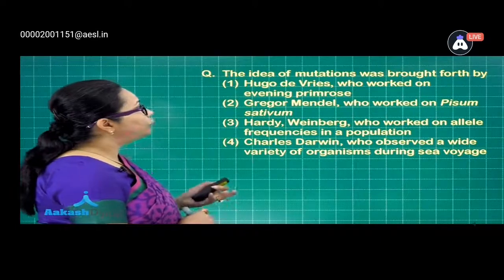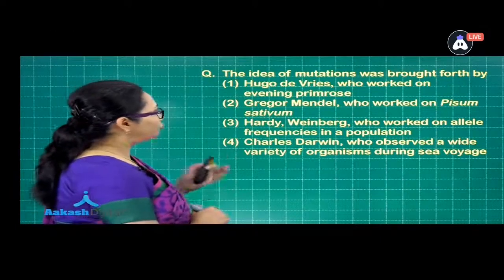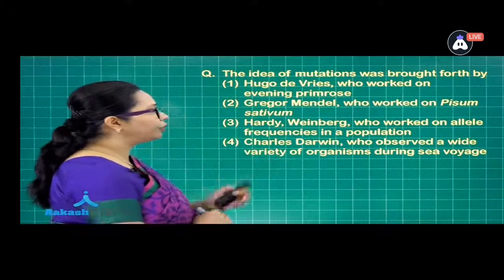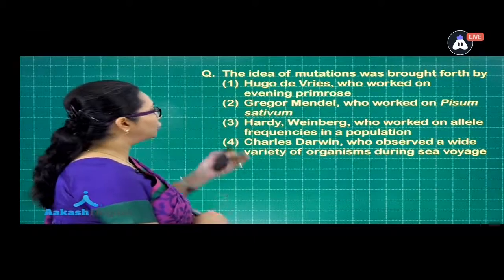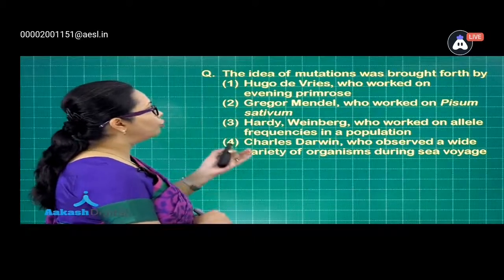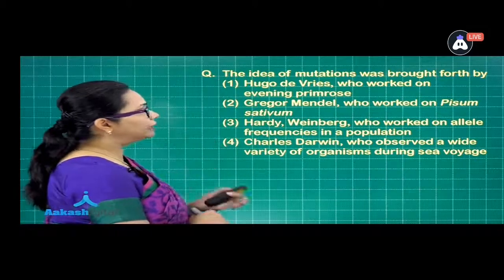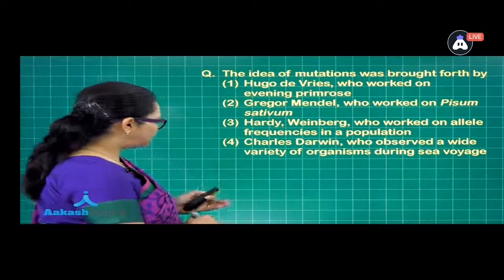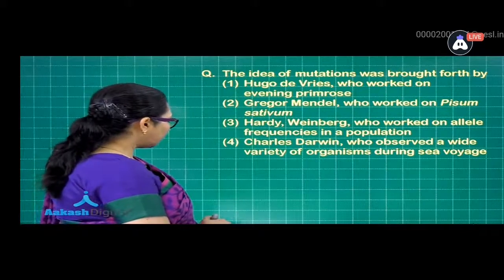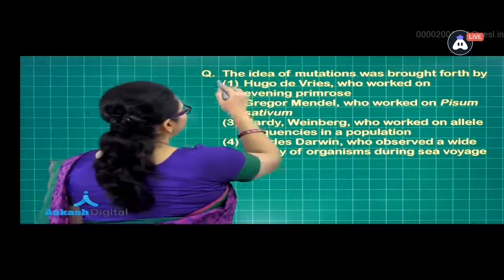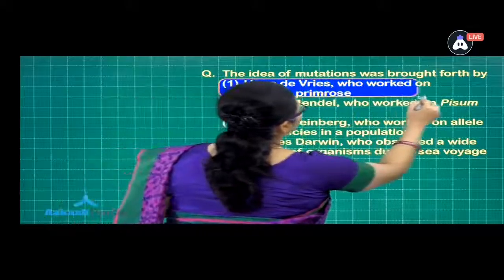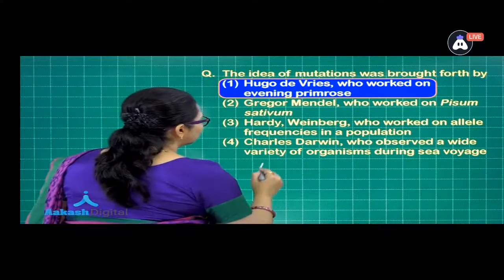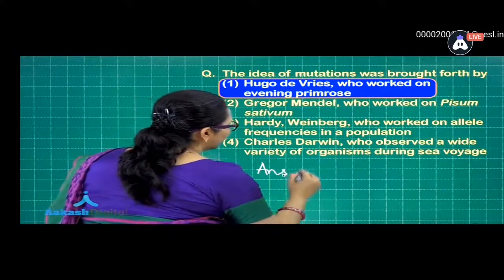The idea of mutations was brought forth by: Charles Darwin, who observed a wide variety of organisms during his sea voyage; Hardy and Weinberg, who worked on allele frequencies in a population; Gregor Mendel, who worked on Pisum sativum; and the last one, Hugo De Vries, who worked on evening primrose. This is our correct answer. So here our answer is option one.